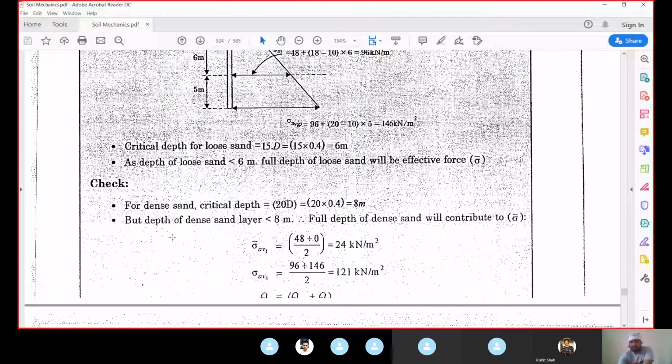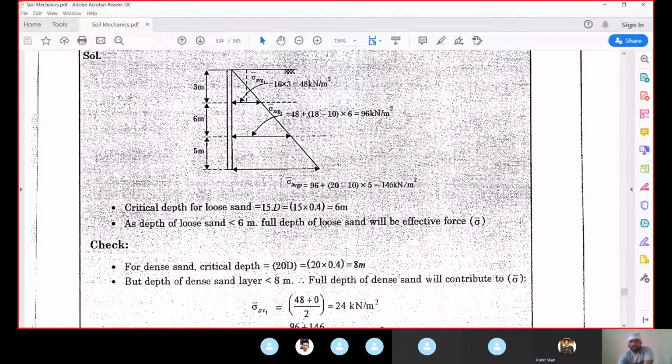Now for this particular loose sand layer, if you have to compute the average effective stress, this is 48 plus 0 divided by 2, right? For this it will be 96 plus 48 divided by 2. For this, it will be 146 plus 96 divided by 2. Likewise, they have computed for each.